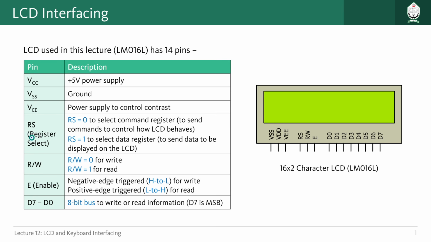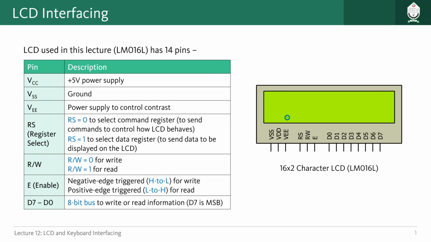Then next one, RS or register select. To understand this, first of all you have to understand that we have two different very important registers inside of this LCD display. One of them is called command register, and another one is data register.